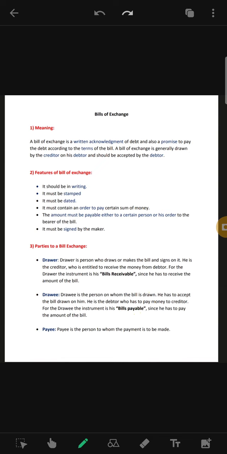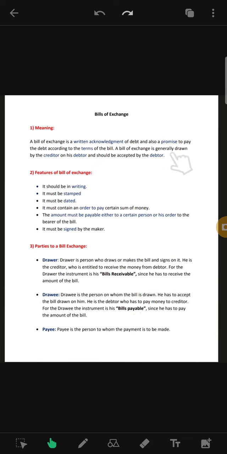So let's see the meaning. What do we actually mean by this concept, bill of exchange? A bill of exchange is nothing but a written acknowledgement, a written proof of debt, and also a promise by the buyer that they will make the payment for the amount of goods purchased from the seller after expiry of a certain period, for example 2 months or 3 months, depending upon the relationship between buyer and seller, according to the terms decided.